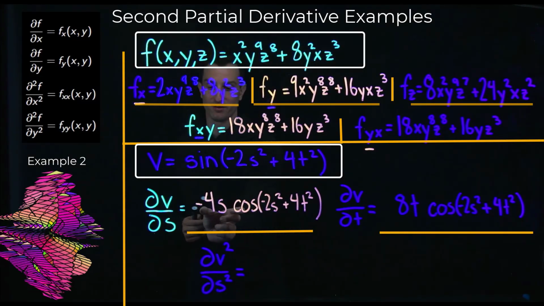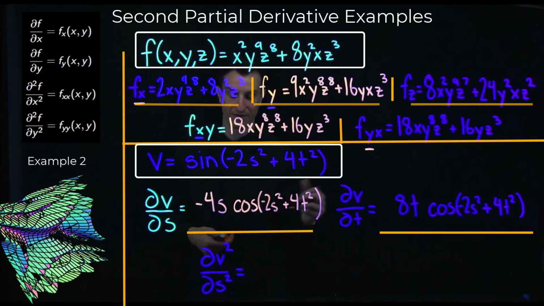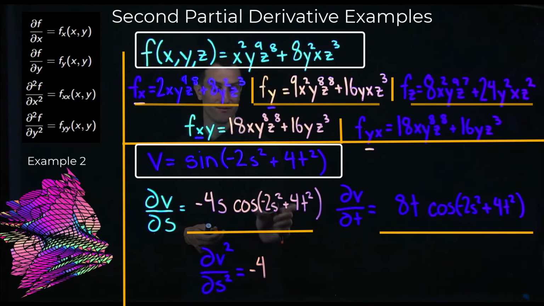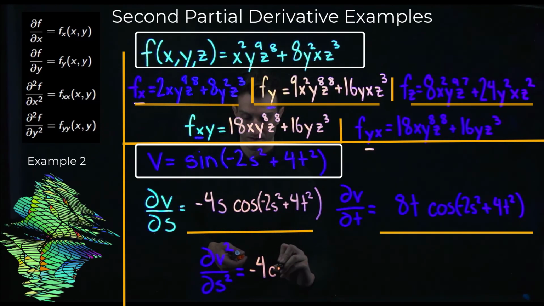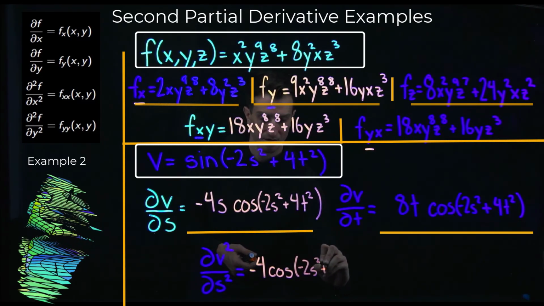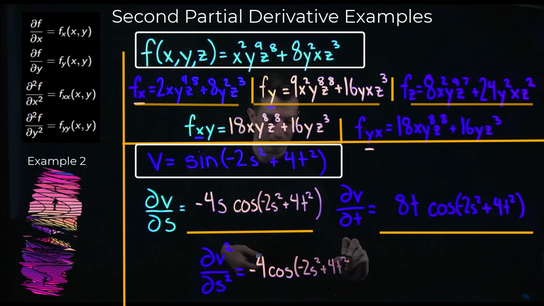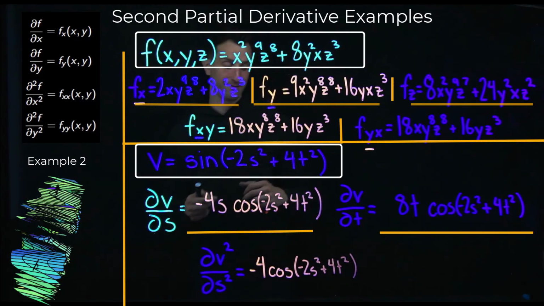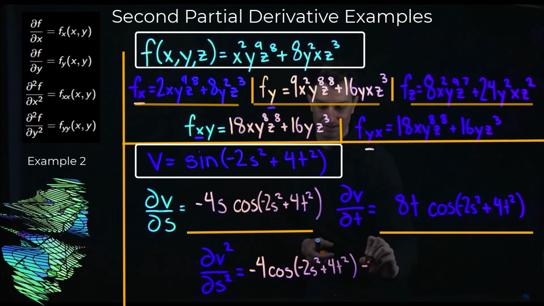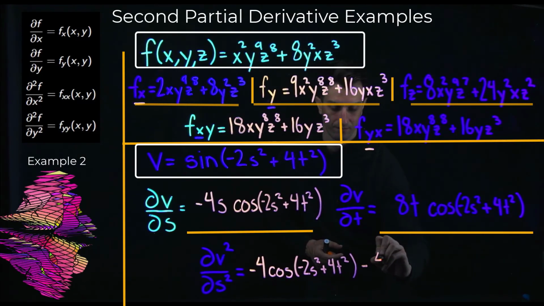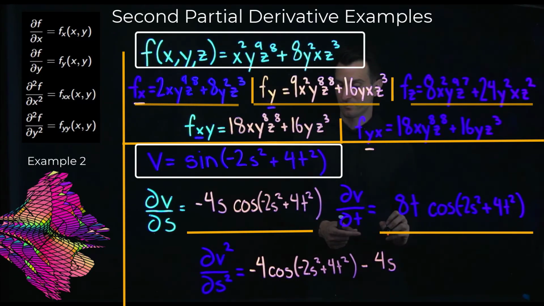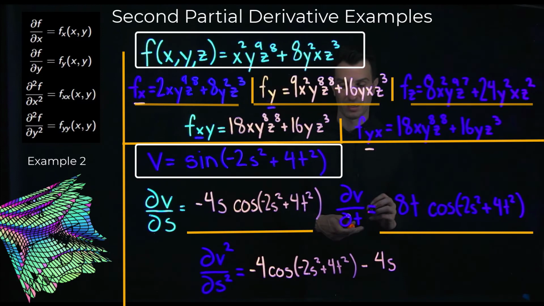So our first, right, product rule, we take the derivative of the first, so derivative of negative 4s with respect to s, negative 4. We're going to leave our second function alone, negative 2s squared plus 4t squared. And now we're going to do the opposite order, right? So now we'll leave our first function alone, which is negative 4s. And we're going to take the derivative of cosine, right?